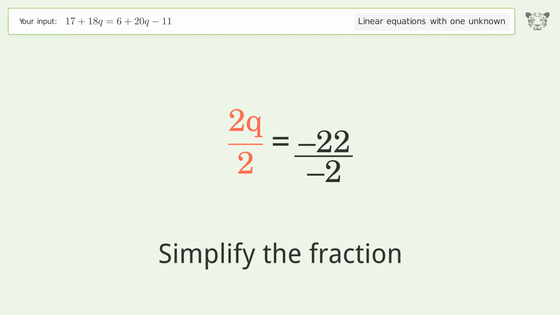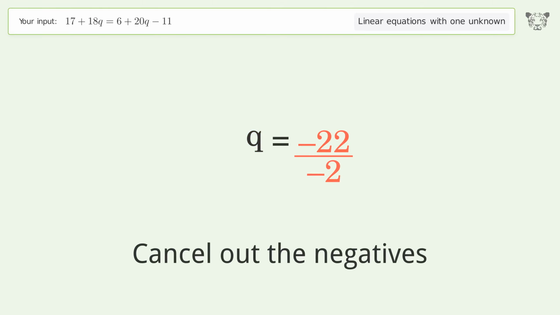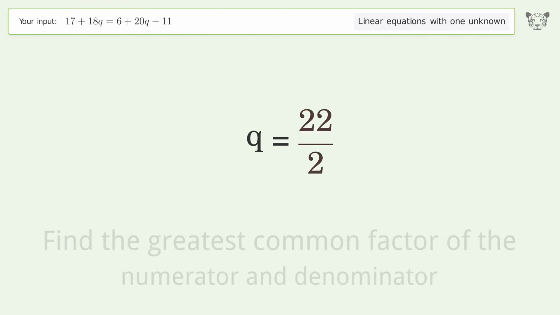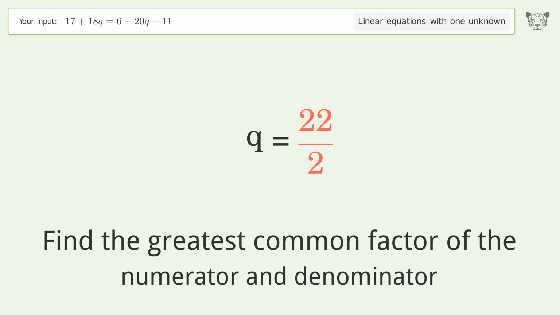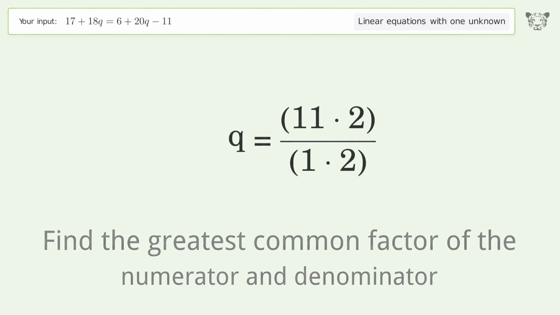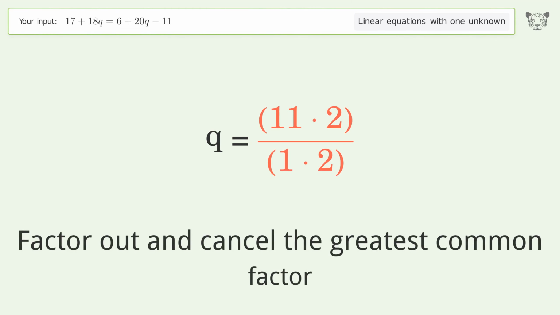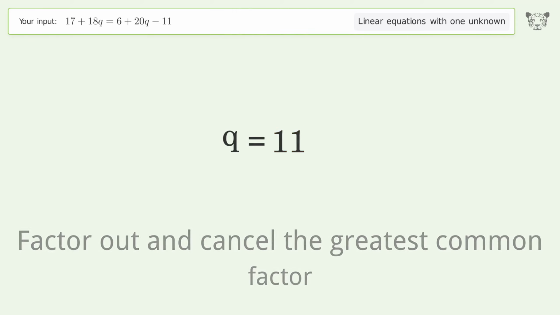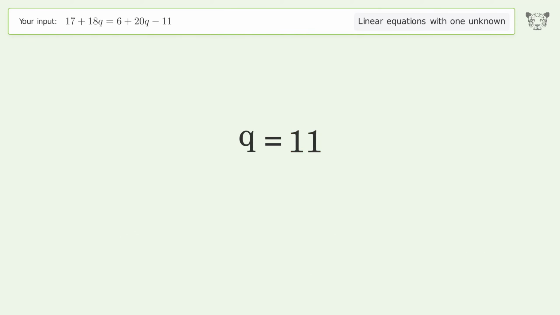Simplify the fraction. Cancel out the negatives. Find the greatest common factor of the numerator and denominator. Factor out and cancel the greatest common factor. And so the final result is q equals 11.